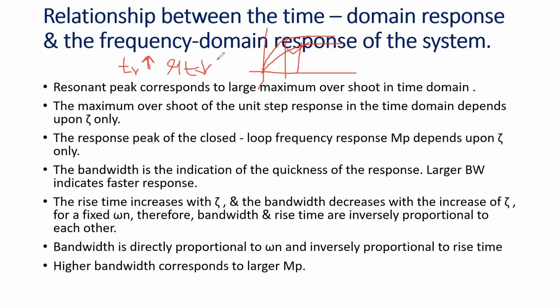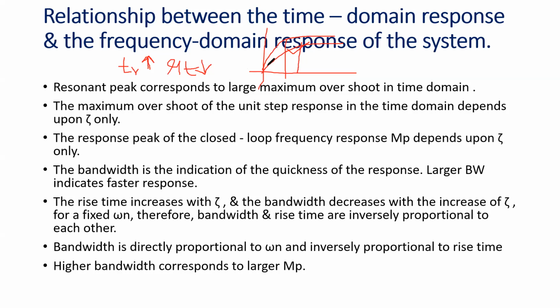More TR means the bandwidth is less. Therefore, bandwidth and rise time are inversely proportional to each other. Rise time more means bandwidth is less; rise time less means bandwidth will be more. Bandwidth is directly proportional to omega and inversely proportional to rise time. Then higher bandwidth corresponds to larger MP, which is nothing but the peak overshoot. If you have more overshoot, it corresponds to higher bandwidth.